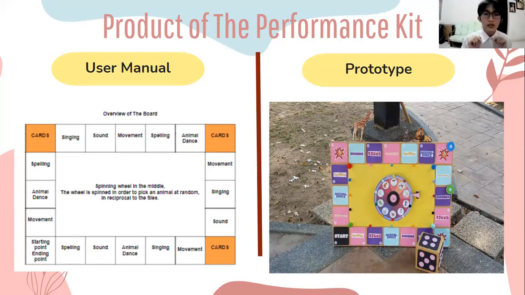So eventually the spinning wheel in the center of the board is reciprocal to the functions of the tile. In each tile, there will be different functions such as dancing, singing, movement, or the making of sounds like the animal onomatopoeia and all these things. We do need to create a user manual as well, because if someone were to use our performance kit, they know how to operate it with the instructions given.